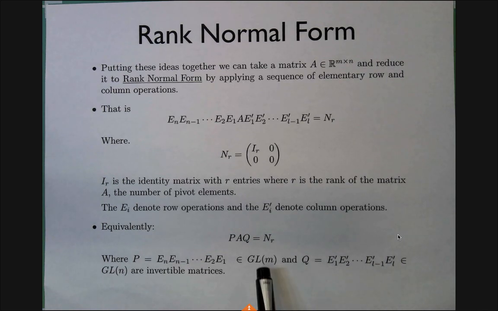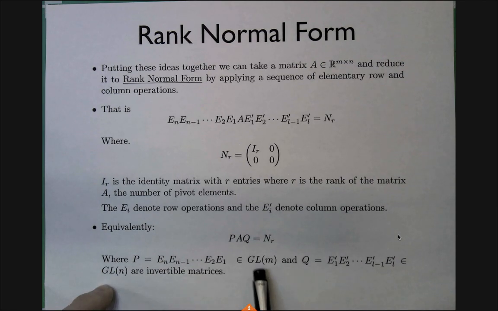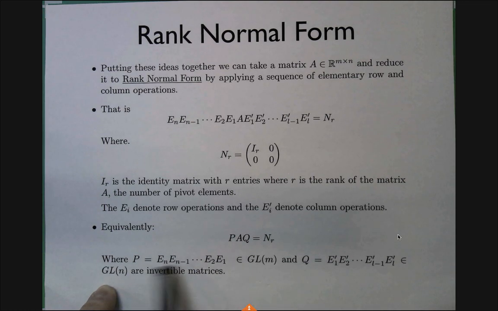GLM is a matrix group, right? Those are square m by m matrices which are invertible. So m was the number of rows of the matrix, n was the number of columns. This one goes from the right, so it has to be n by n invertible, and this is m by m invertible. Okay?